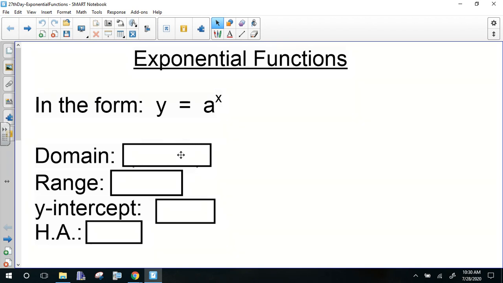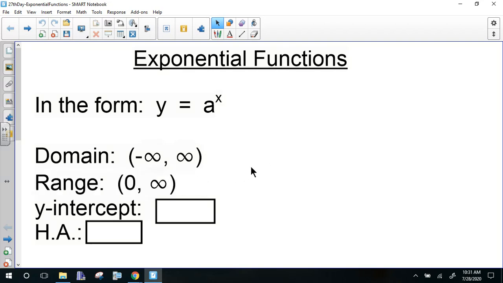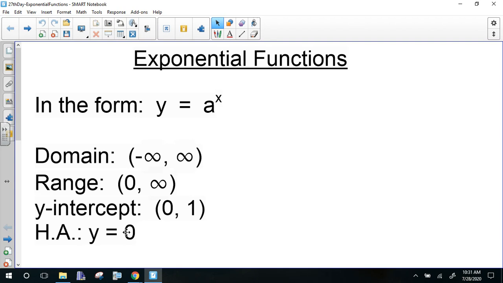Exponential functions have a domain of all real numbers. They have a range that goes from 0 to infinity. Their y-intercept is (0, 1). And there is a horizontal asymptote at y equals 0. So standard exponential functions do not go below the x-axis.